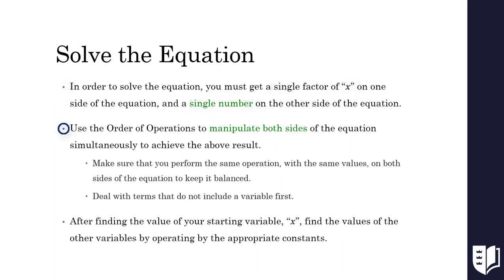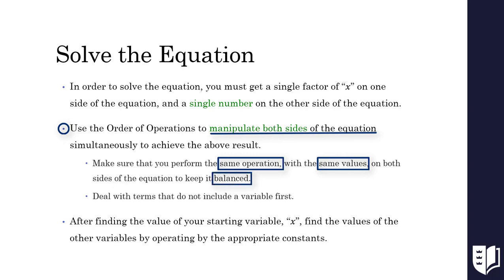We use the order of operations in what will seem to be reverse to manipulate both sides of the equation at the same time. To do this, we need to perform the same operation with the same values on both sides of the equation to keep it balanced. First, we need to deal with terms that do not include a variable. Then we will isolate our variable.